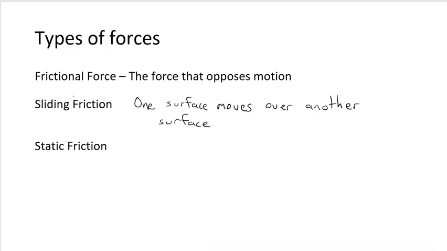The two surfaces are locked together, right? So it's no motion. And again, that doesn't imply it's not moving. Most of the time we're dealing with static friction. The object that we're trying to move isn't moving. It's static friction. So no motion of one surface over another.